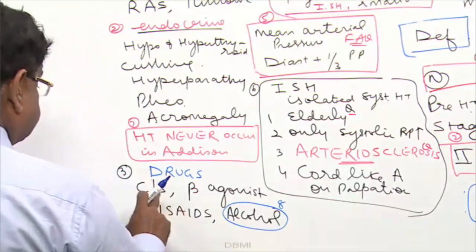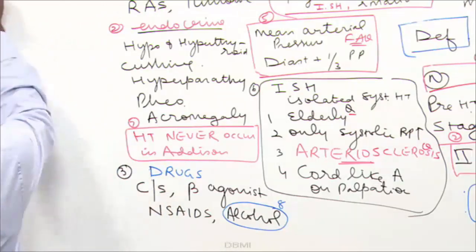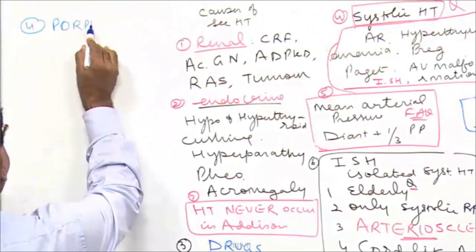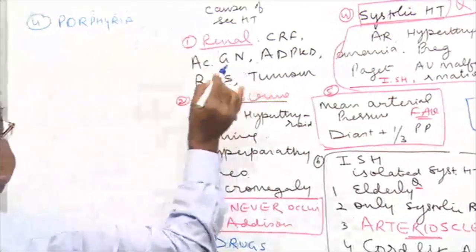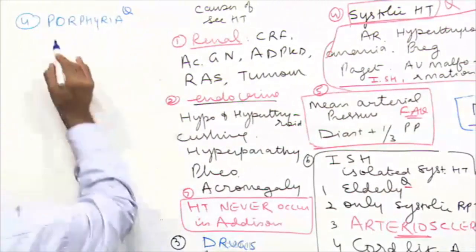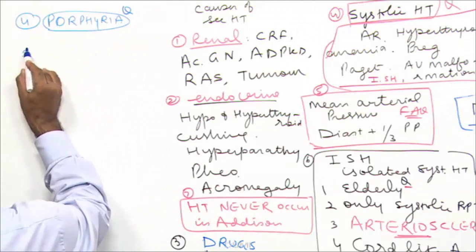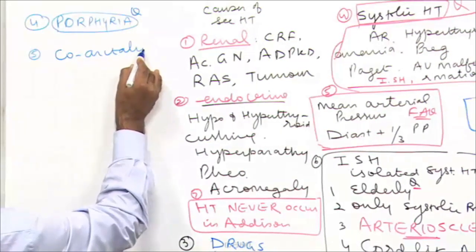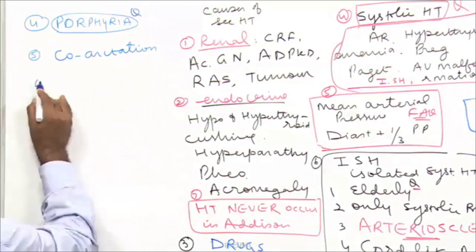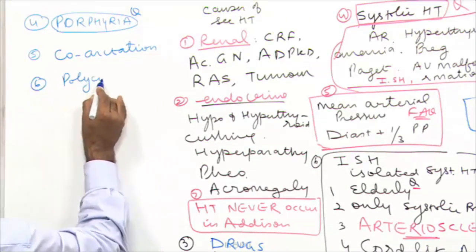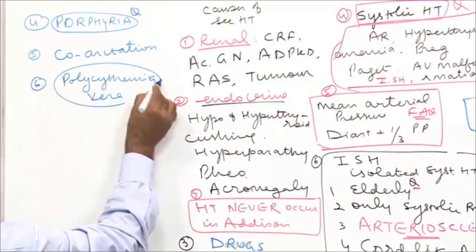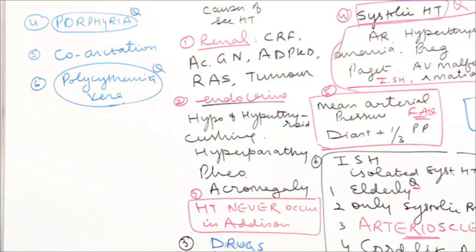We continue with the other things which can lead to hypertension: porphyria. This question came in last year's DNB exam, a frequently asked question. Porphyria, then coarctation of aorta. All of you know this, coarctation of aorta. Then polycythemia vera. Very, very important question, very important MCQ. Polycythemia vera can lead to hypertension.